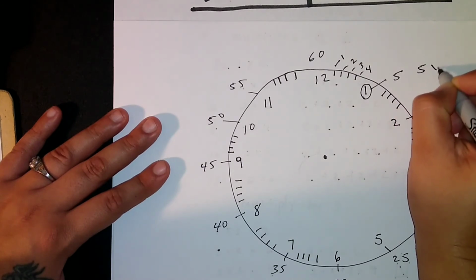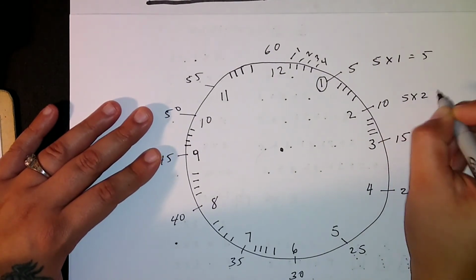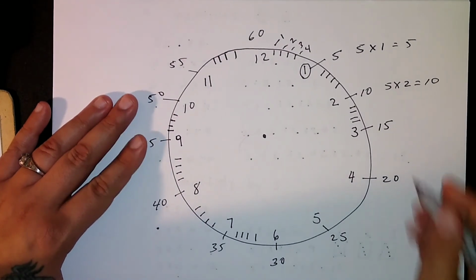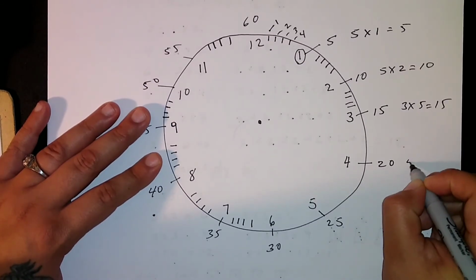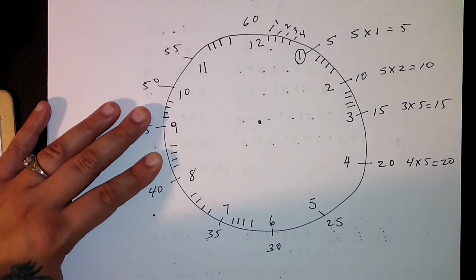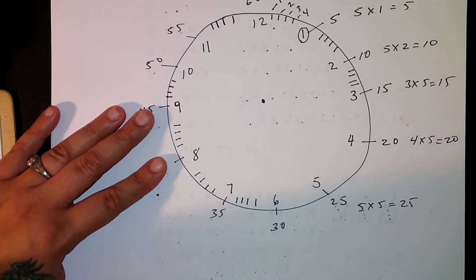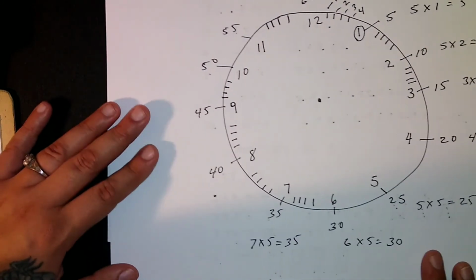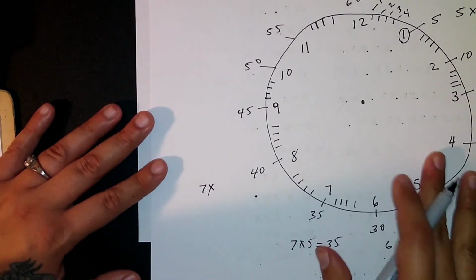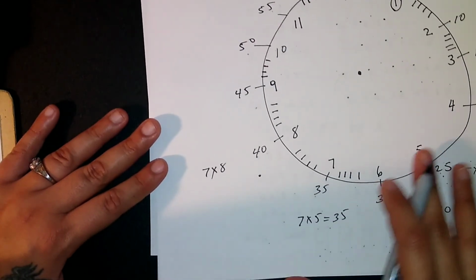Here it's 5 times 1 equals 5. 5 times 2 equals 10. 3 times 5 is 15. 4 times 5 is 20. 5 times 5 is 25. 6 times 5 is 30. 7 times 5 is 35. 7 times 8. My apologies.